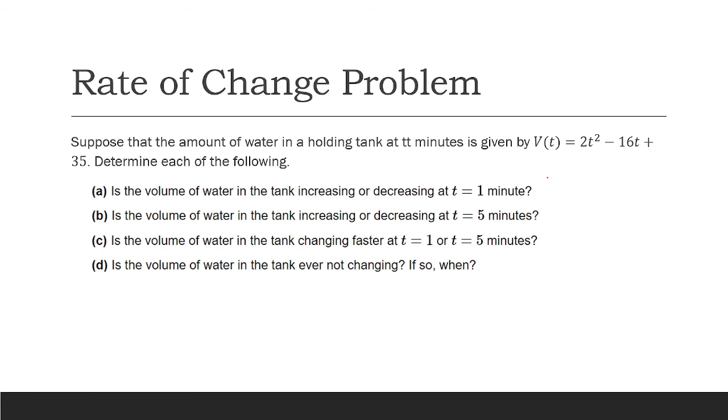Next, we have another problem. This is a rate of change problem naman. So, suppose that the amount of water daw in a holding tank at t minutes is given by v of t is equal to 2t squared minus 16t plus 35. So, determine daw each of the following.